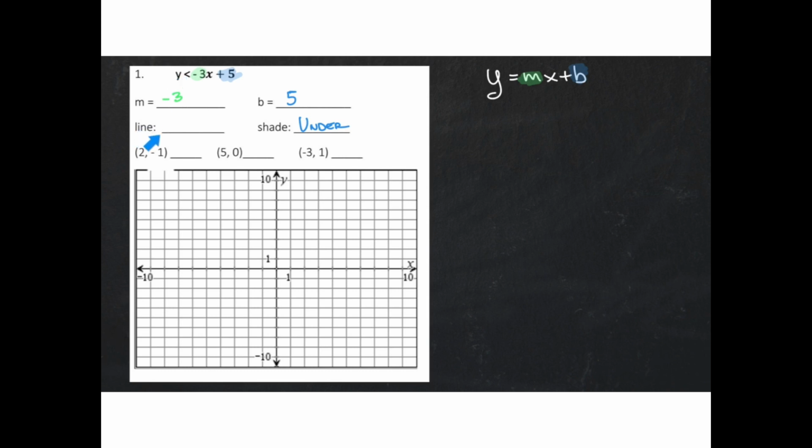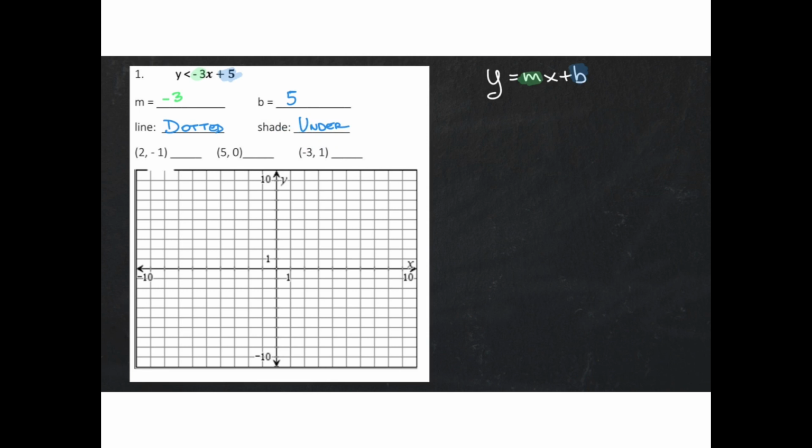Now what kind of line is this going to be? Let's look at our symbol. Our symbol is a less than. There's no line under, so there's no equal. Every time there's not a line under, because the possibility of or equal is not there, we have a dotted line. Okay. Now that we know our slope, our y-intercept, what kind of line we're going to use, and how we are going to shade, we're ready to start graphing.